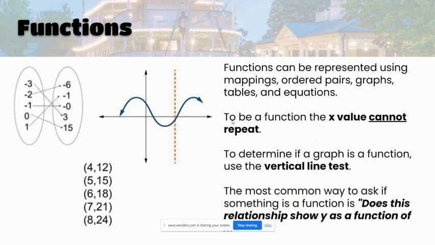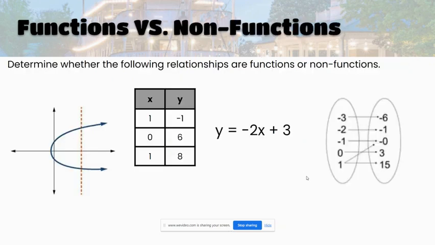The most common way to ask if something is a function, which I've had a lot of questions about when we do practice star things, is if we say, does this relationship show y is a function of x? I'm just asking you if this graph or table or ordered pairs or mapping is a function. If I ask you, does this relationship show y is a function of x, I'm basically asking which one's a function. So determine whether the following relationships are functions or non-functions.